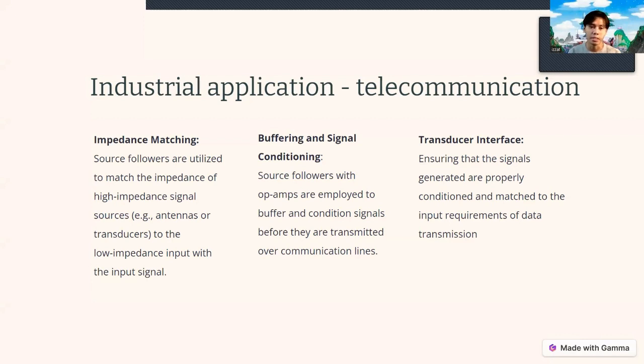And last one is transducer interface. Telecommunication systems may incorporate various sensors and transducers, such as those used in environmental monitoring or remote sensing. Source followers can interface with these sensors, ensuring that the signals generated are properly conditioned and matched to the input requirements of data transmission or processing equipment.